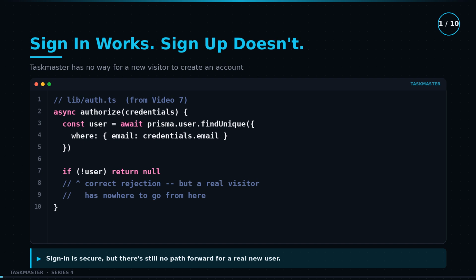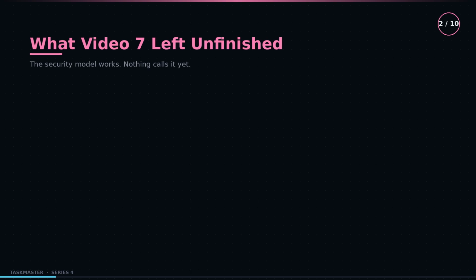copy-pasted onto every page. By the end of this video, someone can land on Taskmaster cold, create an account, sign in, see their name in the header, and get bounced to /login automatically the moment they try to reach a protected route while signed out. Let's get into it. Why this layer matters.